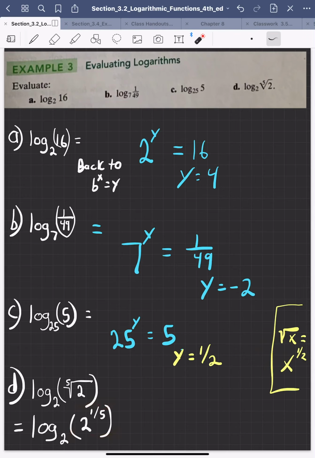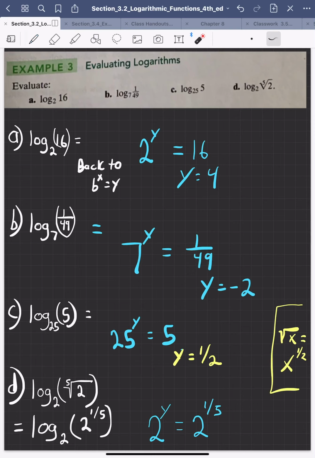So now that we've rewritten it, let's actually answer it. So let's start with the base again. So it's going to be base 2, and it's going to be raised to the power of something, and that's going to equal 2 to the power of 1/5.